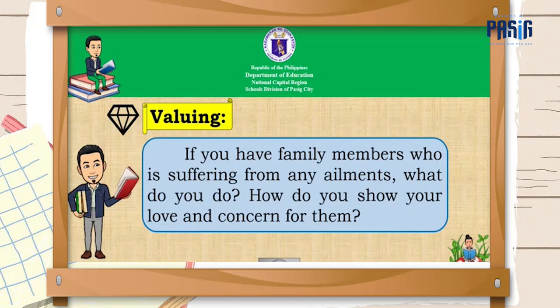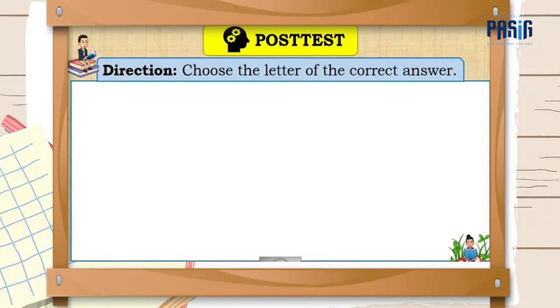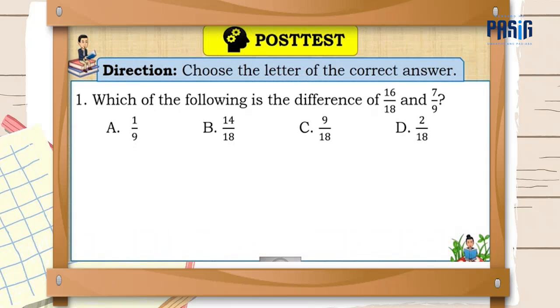If you have family members who are suffering from any ailments, what do you do? How do you show your love and concern for them? Next is your final activity. I'll be giving you time for each item for you to answer. Choose the letter of the correct answer.